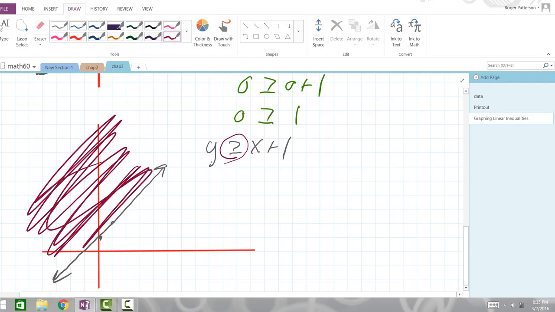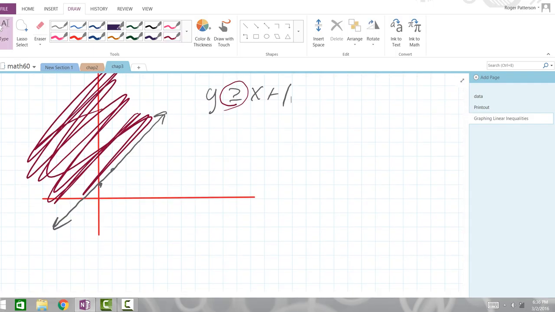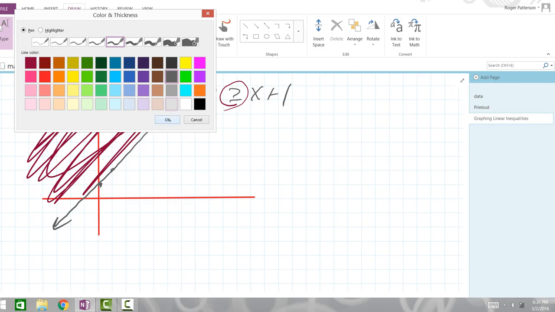Okay, so this said y is greater. So I asked myself, well, here's my line. Would I shade above it or would I shade below it? Well, since y's got to be greater, then I'm going to have to shade above. Greater would be associated with above. Okay, so that's how you do it. You can use the checkpoint way or you can do the other way. Doesn't make any difference. You got to pick the way you like.